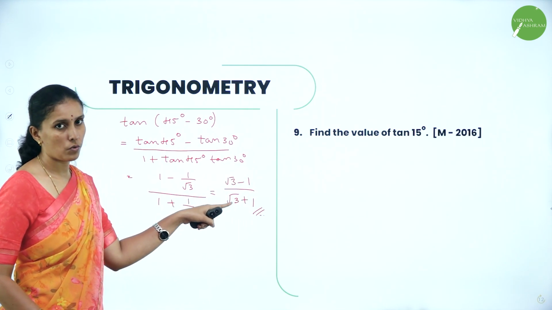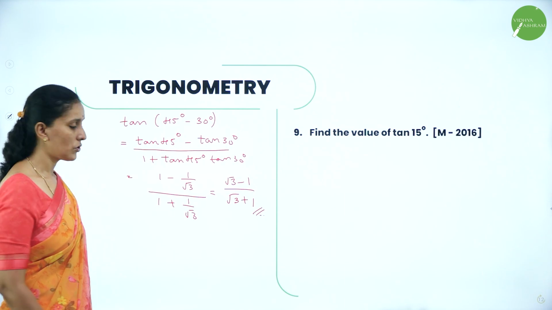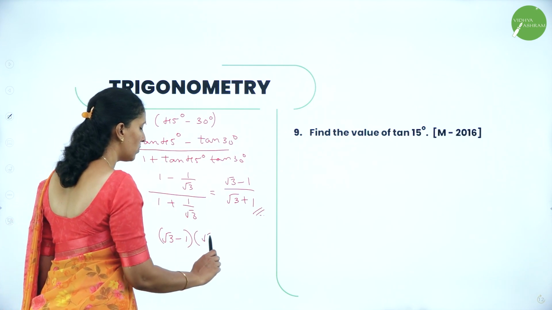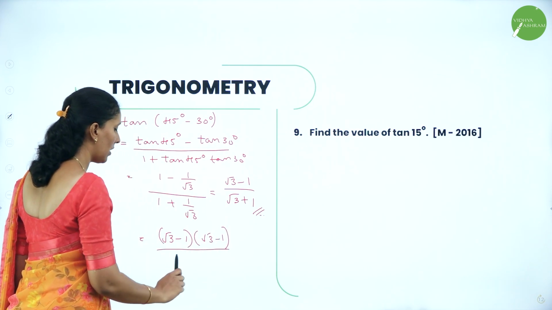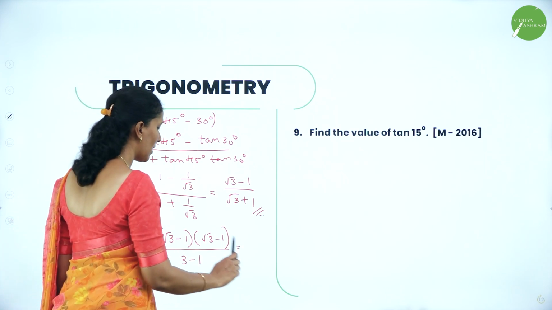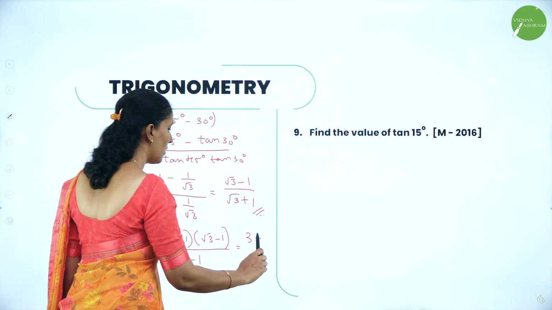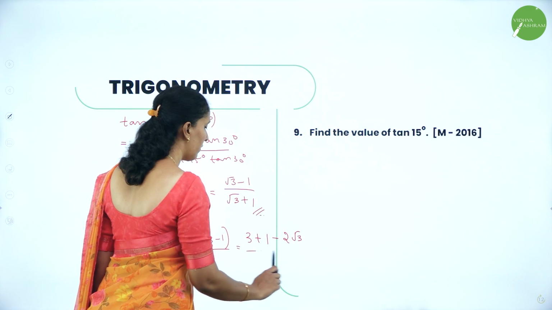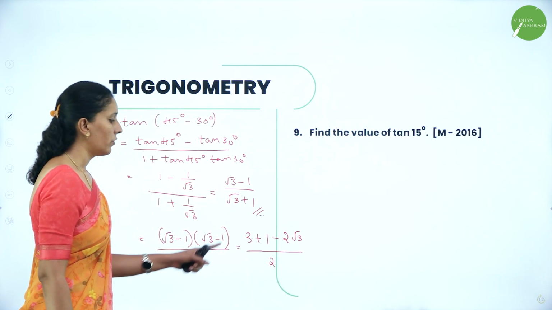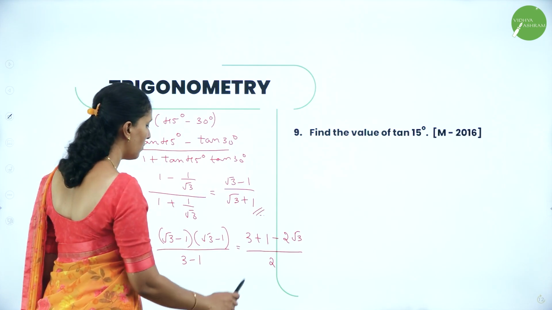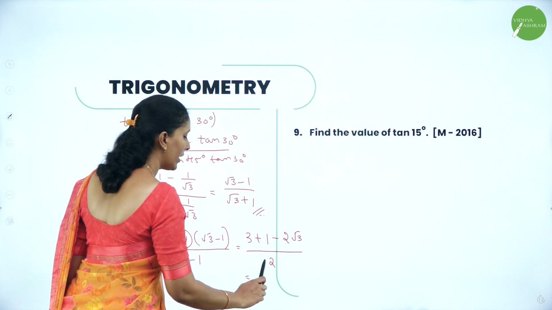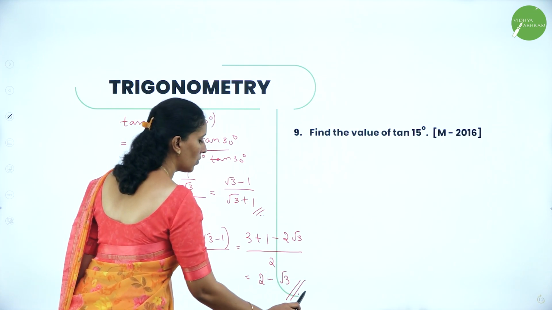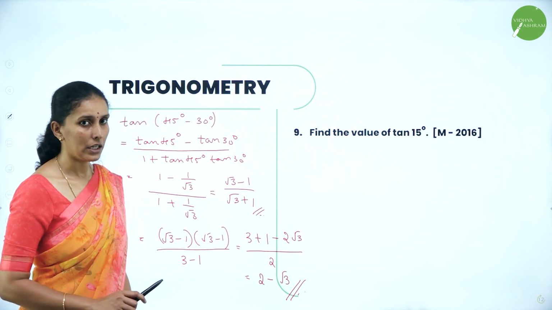If you want to remove the roots in the denominator, multiply with its conjugate, then the numerator becomes root 3 minus 1 into root 3 minus 1. Denominator becomes 3 minus 1. So here this becomes root 3 into root 3, 3 plus 1, and here we will get minus 2 root 3 divided by 2. So we will get 4 minus 2 root 3 divided by 2. On cancelling this, 4 divided by 2 becomes 2, 2 root 3 by 2 becomes root 3. So therefore 2 minus root 3 is the value of tan 15 degree.